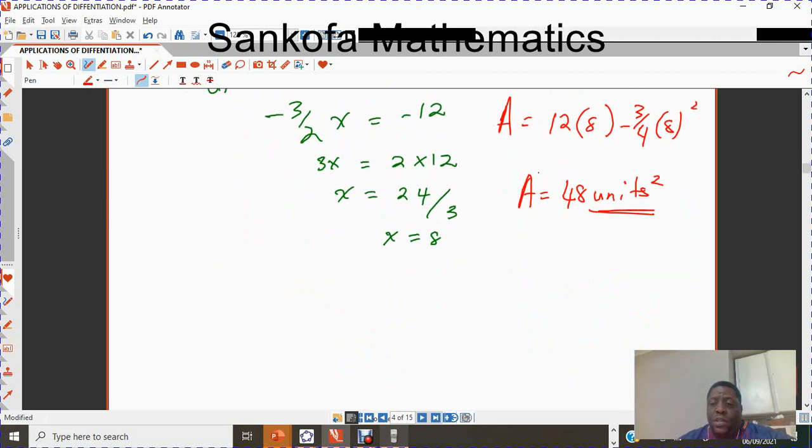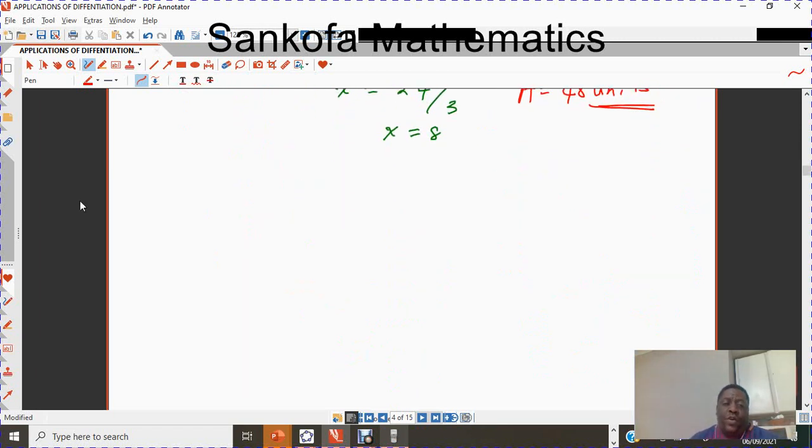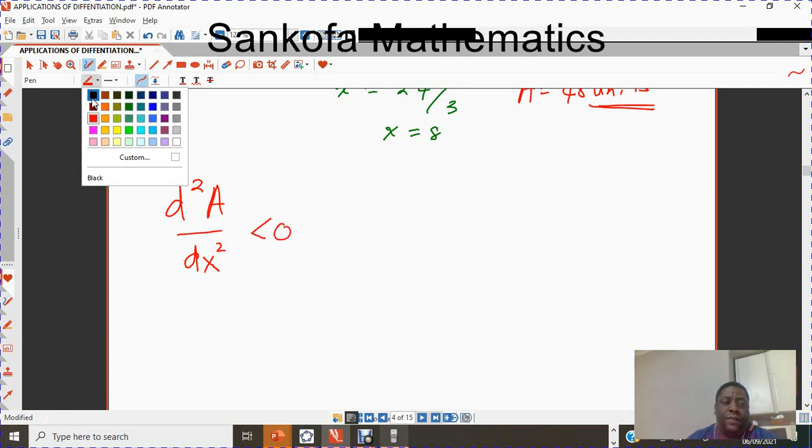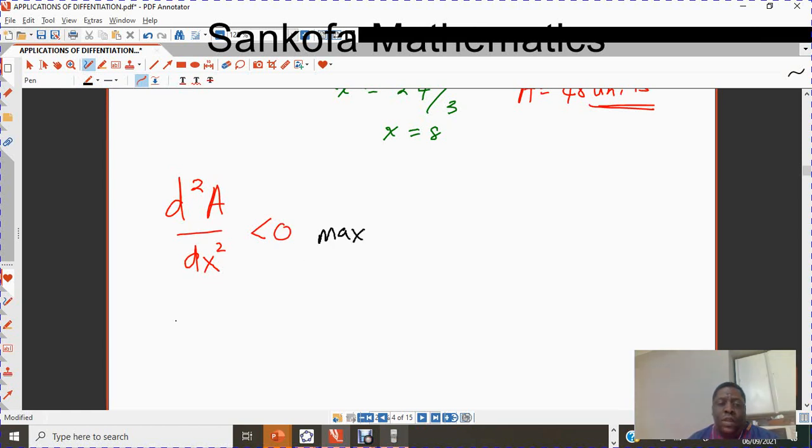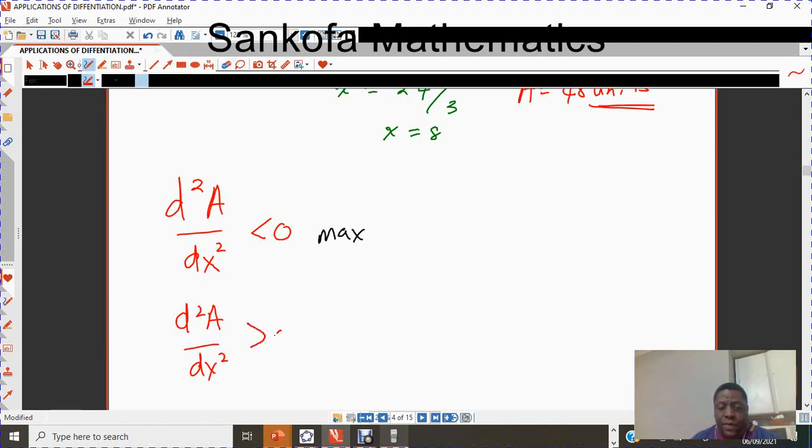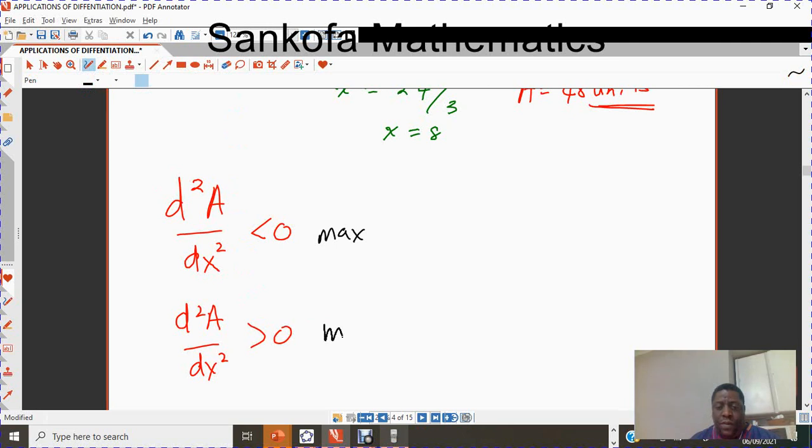Right. So the next part of that question wants us to determine the nature of the turning point. In order to define the nature of the turning point, we have to determine whether it's a maximum or a minimum. I hope you still remember that if you do your second derivative, d squared A over dx squared, and the value you get is less than 0, then it's a maximum value. If, however, the answer you get is greater than 0, a positive number, then we are dealing with a minimum value. I hope you understand that.